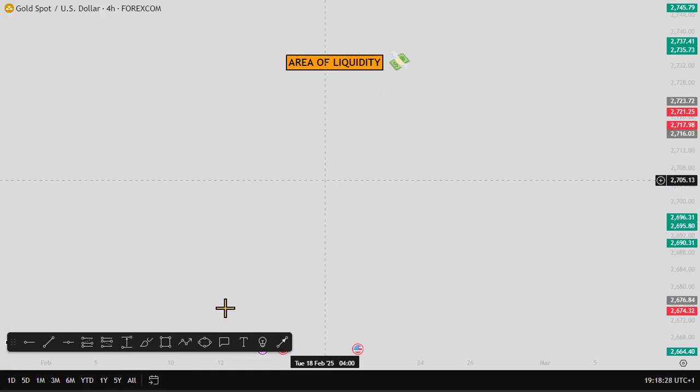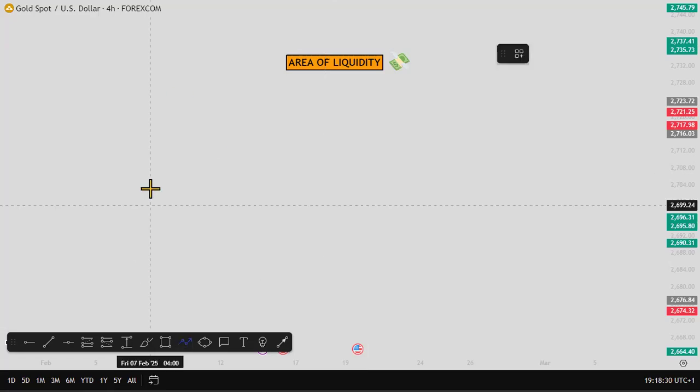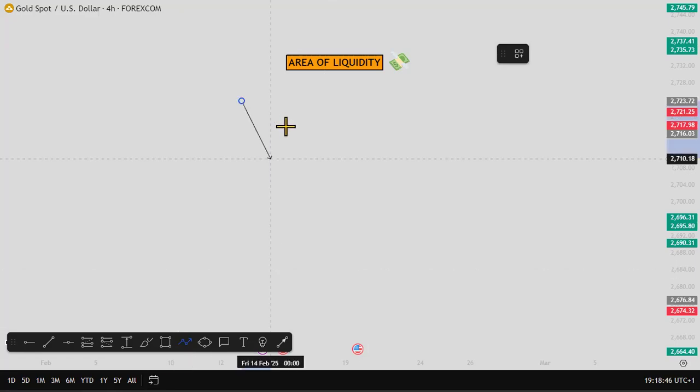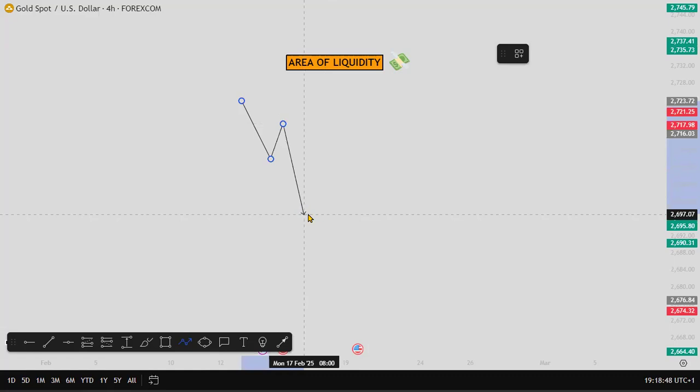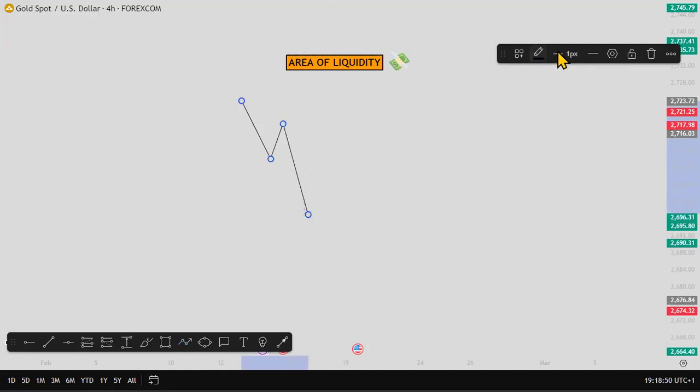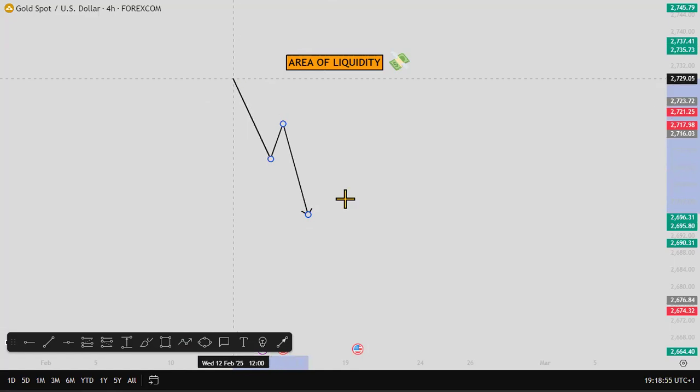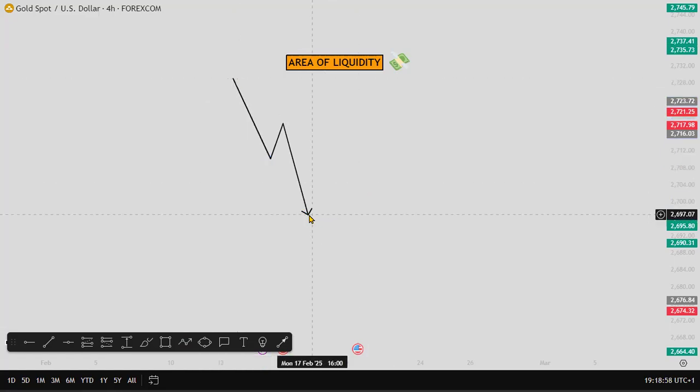So we have different areas of liquidity. The simple and the most important area of liquidity that every trader needs to know is this. This is how it looks like. This is the most important area of liquidity that every trader needs to know.